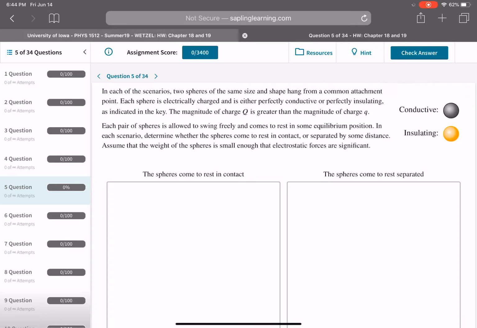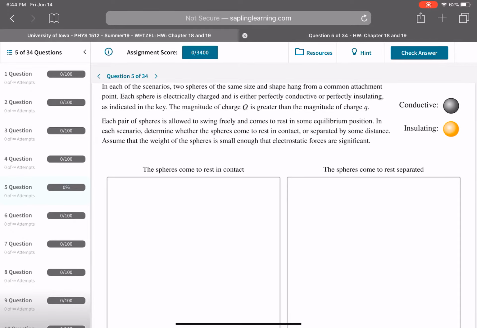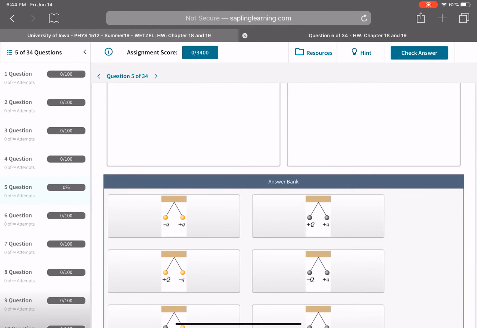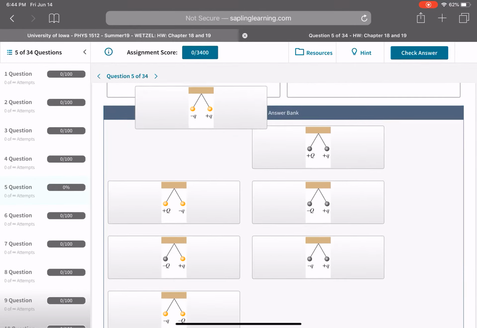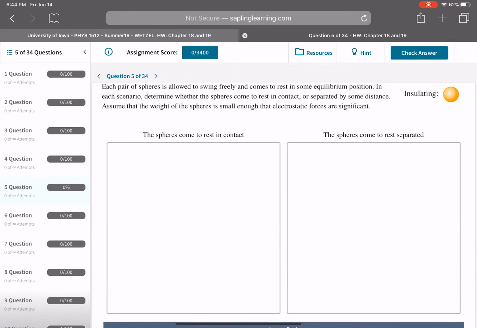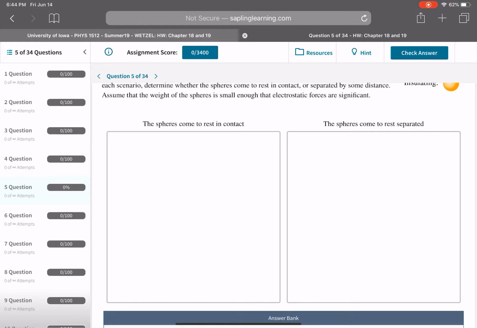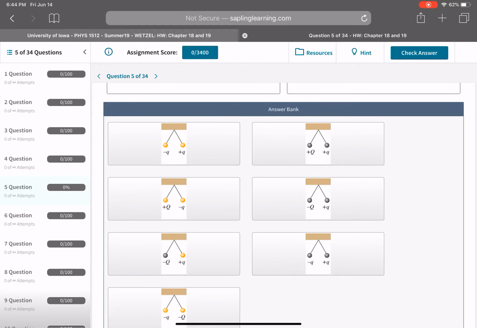Number 5, in each of the scenarios here, we've got either conductors or insulators, and either a big charge Q or a little charge Q. And the question is, when you let go of these two charges, they're hanging from the ceiling, what's going to happen? Are they going to come together after you let them go, or are they going to stay separated? So you're supposed to drag these into the boxes here. Either they come to rest in contact or they come to rest separated. So we've got minus Q and plus Q.